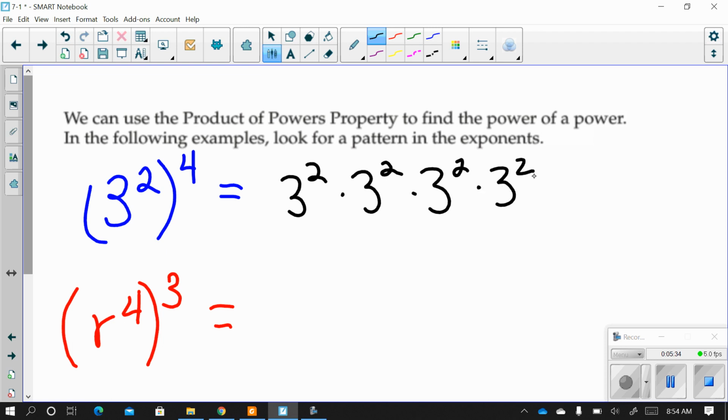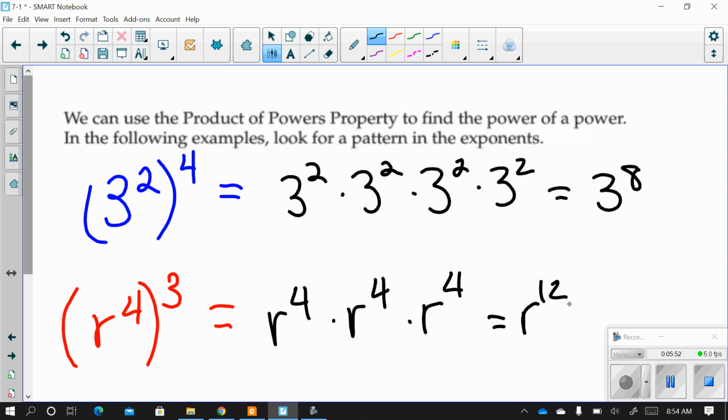Okay, so I've got 4 of them. Oh, now we just use the rule we just did. Okay, so 2, 4, 6, 8. So this gives me 3 to the 8th. Okay, down here, r to the 4th cubed. Well, that means I take r to the 4th 3 times. Okay, so 4, 8, 12. So r to the 12th.